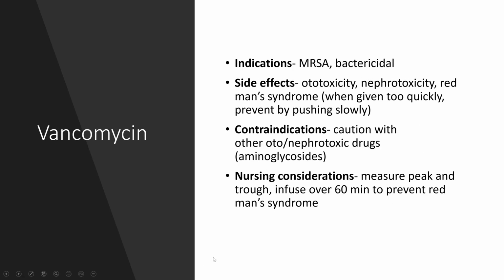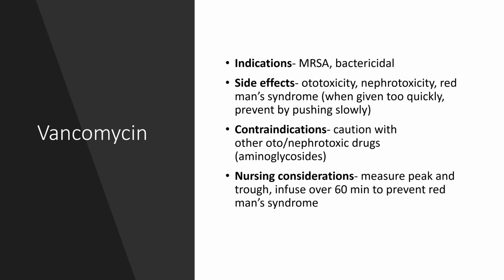Okay, so we're on to vancomycin. This one is another one you'll see a lot. It is used to treat MRSA and other infections. Side effects for this, you really have to watch for ototoxicity, hearing loss, and nephrotoxicity. Vanco is a little unique because you can see red man syndrome from this, and that happens when it's given too quickly. So you're going to prevent that by giving Vanco over a slow amount of time.